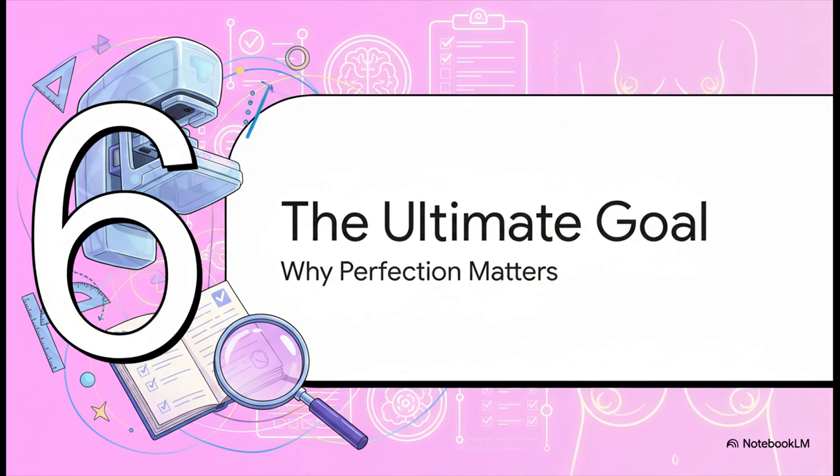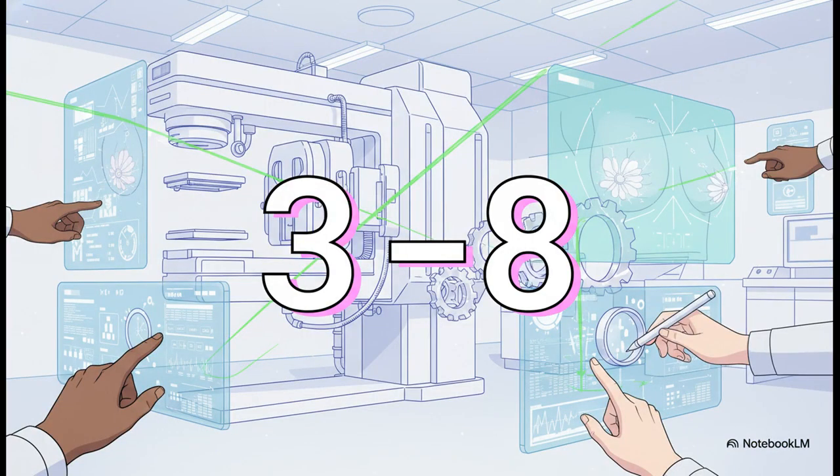Okay, we've gone through checklists, weird measurements, special views, even detective work. But why? Why all this obsession with the tiny details? Why does all this meticulous work matter so much? Let's bring it all home. It all comes down to this number, 3 to 8. What in the world could that possibly mean? Well, it's the entire reason for all of this precision.